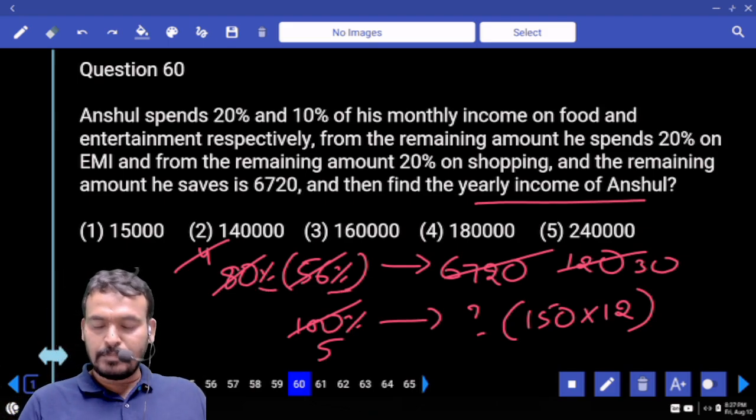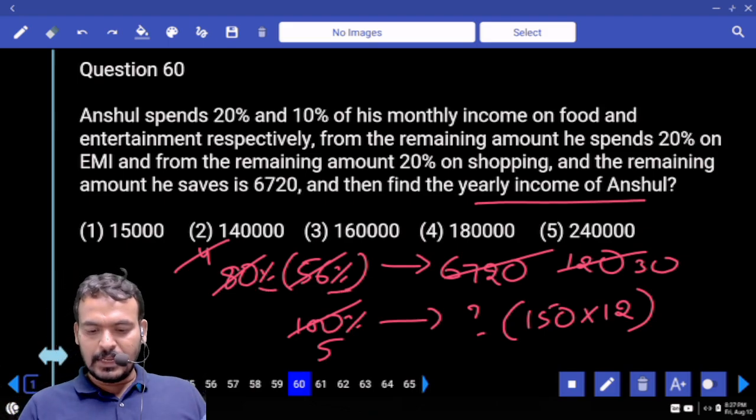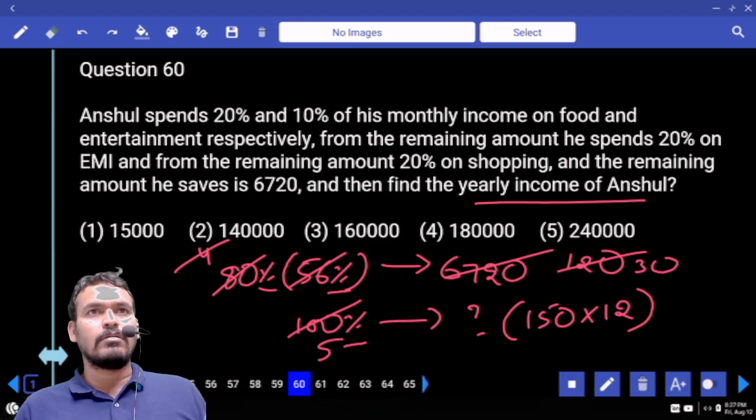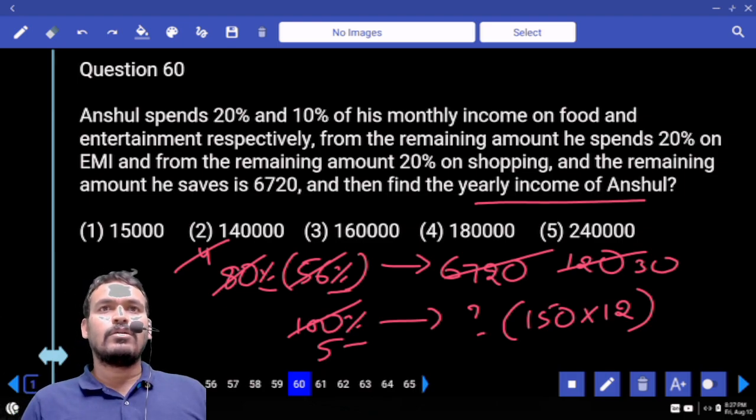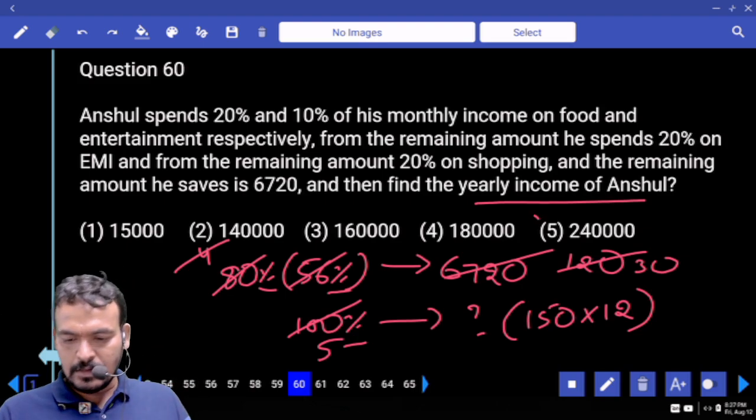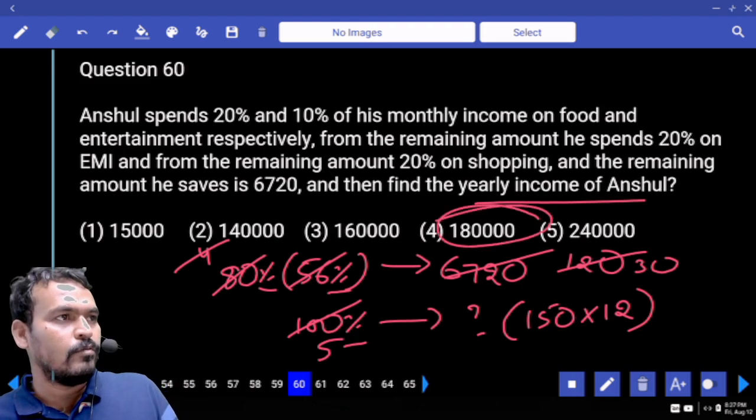But the numerator has how many percentage? 2 percentage. But the denominator has only 1 percentage. Means how many zeros are extra? 2 zeros are extra. Then the answer is 4th option or 5th option? 4th option.